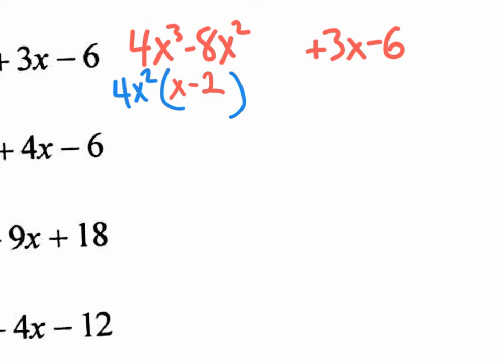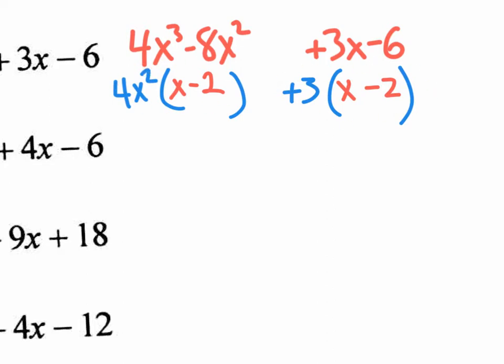So let's do the same to the second group. What is in common in the second group? Well, you could pull out a positive 3, and I'm going to put a positive in front of the 3. And if I pull out a positive 3, what's going to be left? There's going to be an x minus 2. So, once again, we split it into two groups. You factored from the first group. You factored from the second group, right? First group factored. Second group factored.